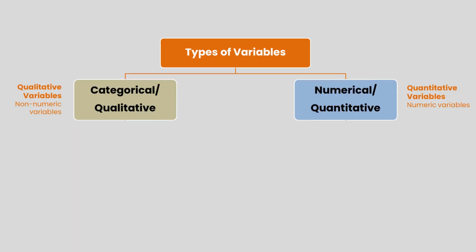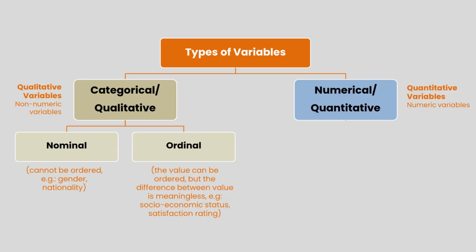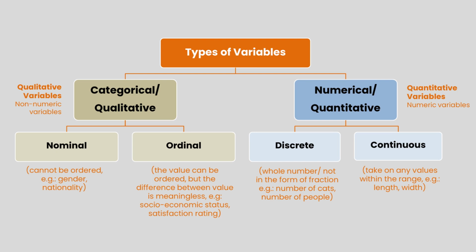Now, there are 2 types of variables in statistics. The first one is categorical or qualitative. The second one is numerical or quantitative. A categorical or qualitative variable is simply a non-numeric variable. It consists of nominal and also ordinal. We will learn about nominal and also ordinal variables in the next session. A numerical or quantitative variable consists of discrete variables and continuous variables.